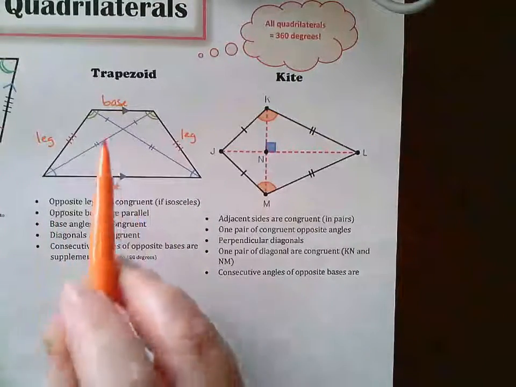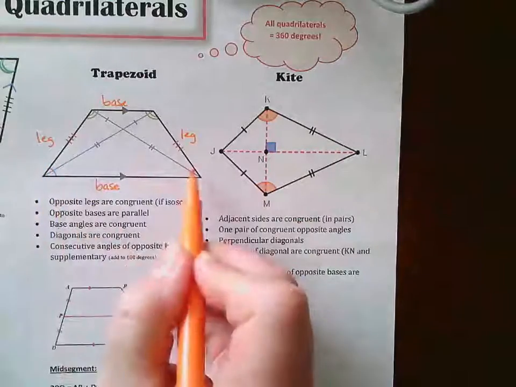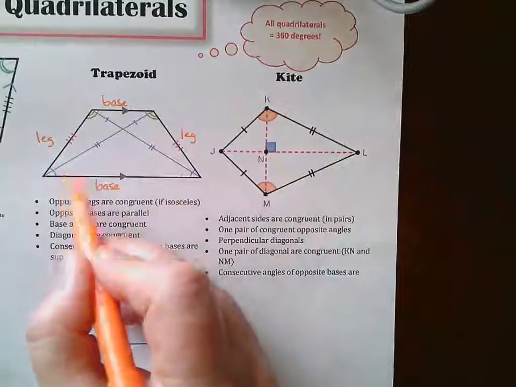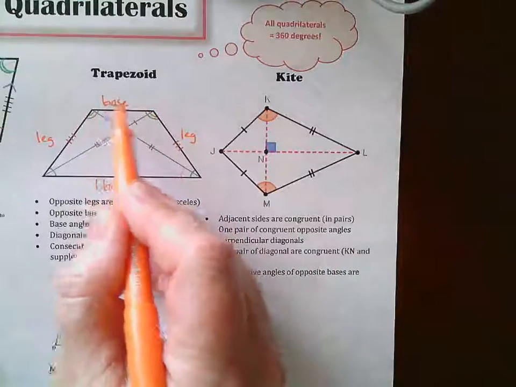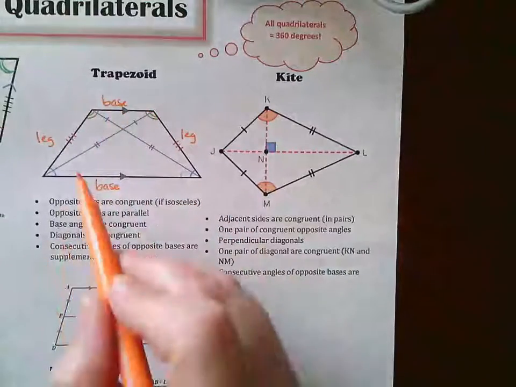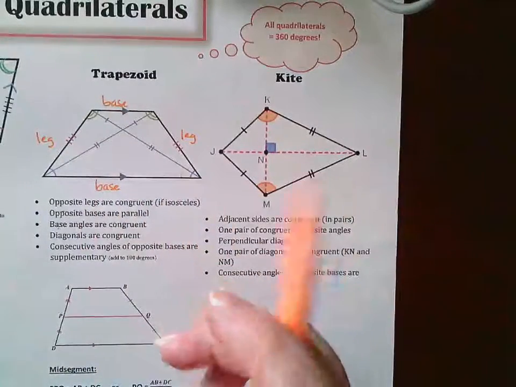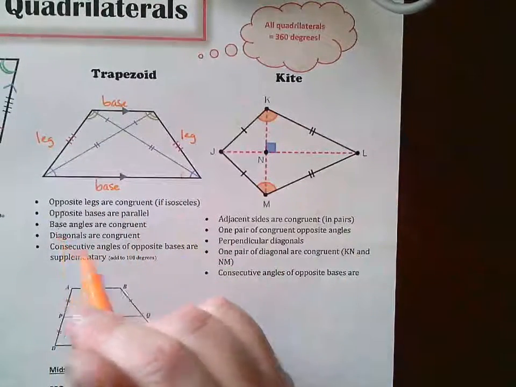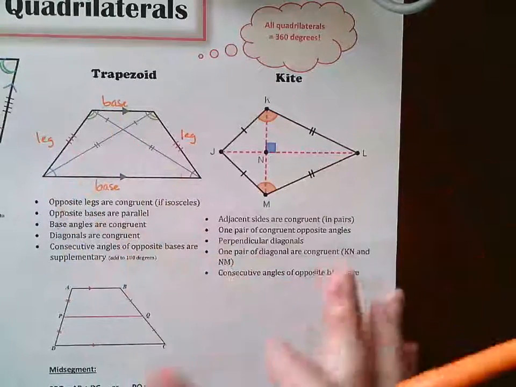Opposite bases are parallel. The base angles are congruent, so you can see this angle here and this angle here are congruent to each other. And then these 2 up here are congruent to each other. They're called base angles because they're on the same base. Diagonals are congruent to each other. Okay, that's also true of a square and a rectangle. And consecutive angles of opposites, these are going to add up to 180.